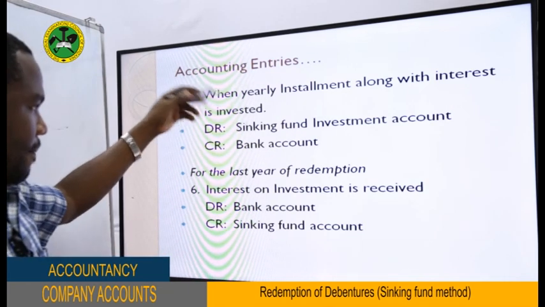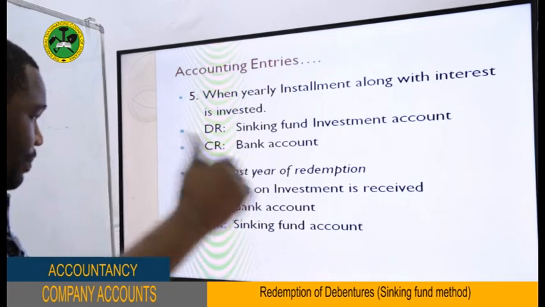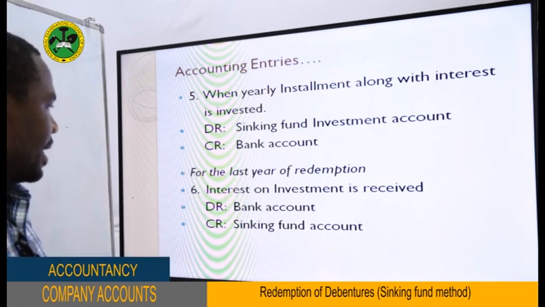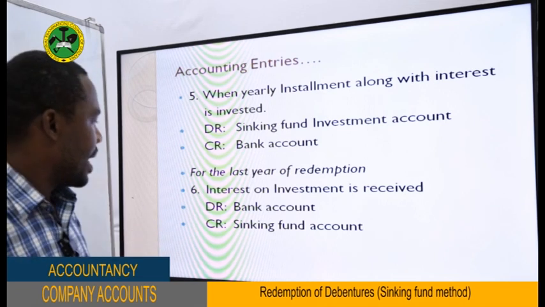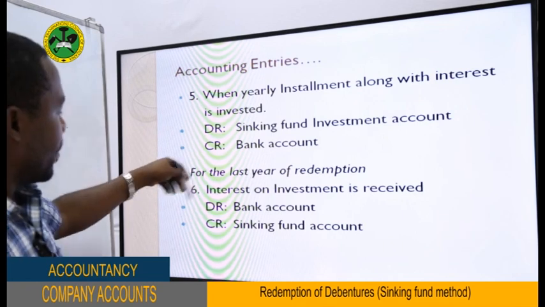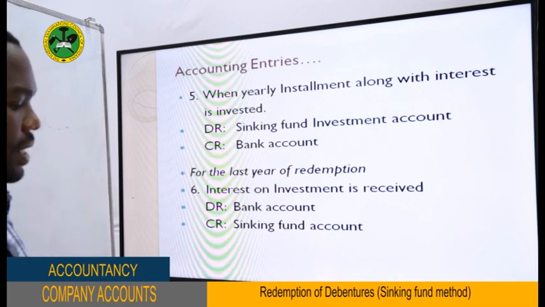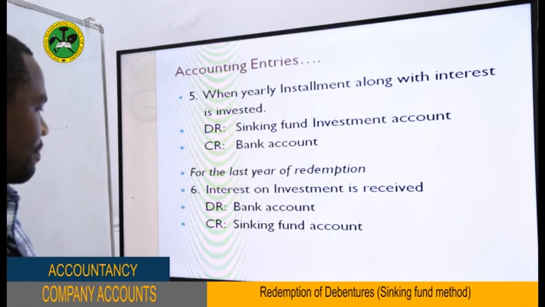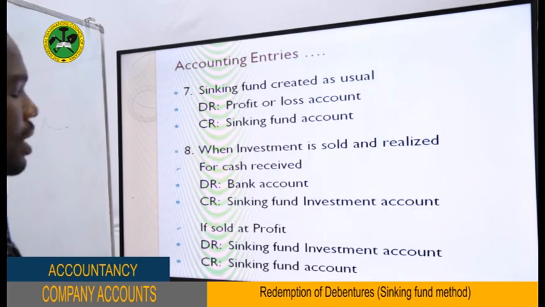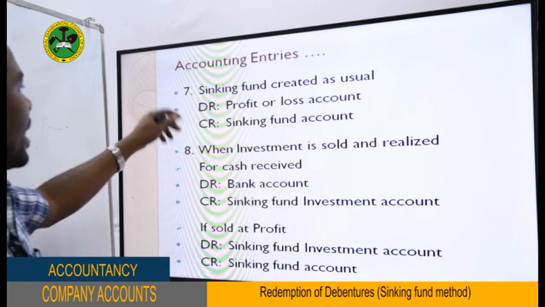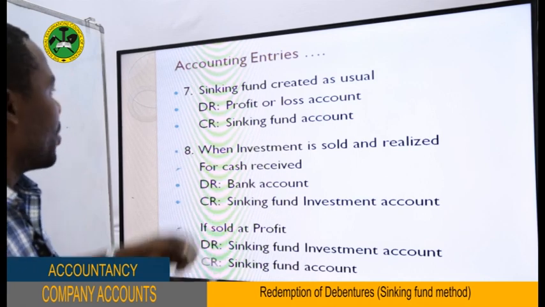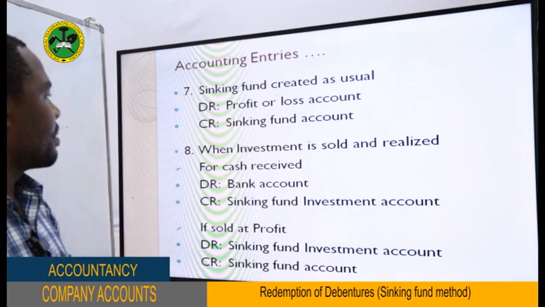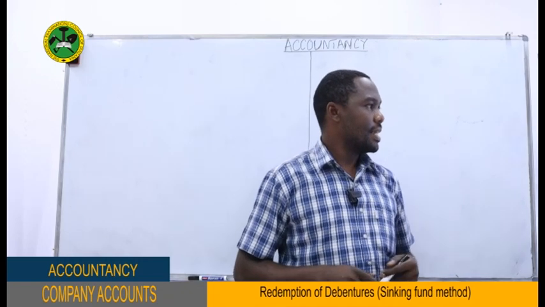This entry will be the same for the subsequent periods except for the last year. The last year will have different entries again. In the last year, of course, we are going to receive the interest as usual because there will be interest accrued for that particular period. We debit bank account, we credit sinking fund account. But because we are going to wind up, at the end of the accounting period we create the fund as usual, by debiting profit or loss account and crediting sinking fund account.